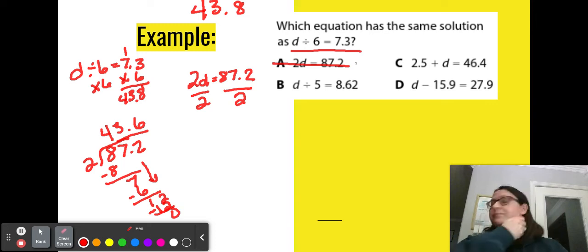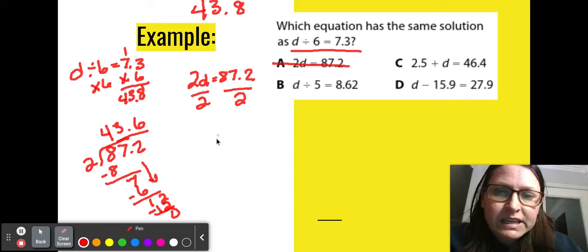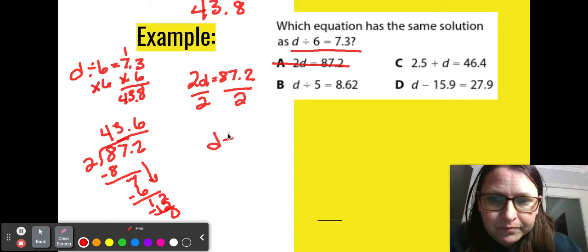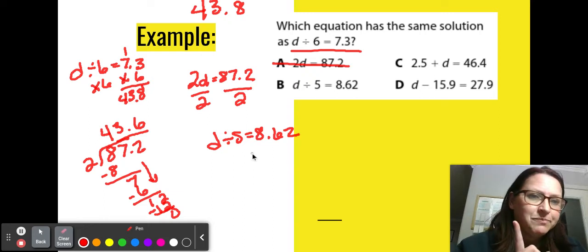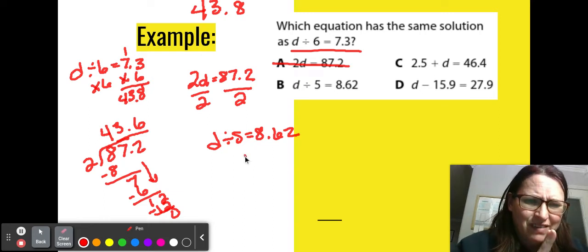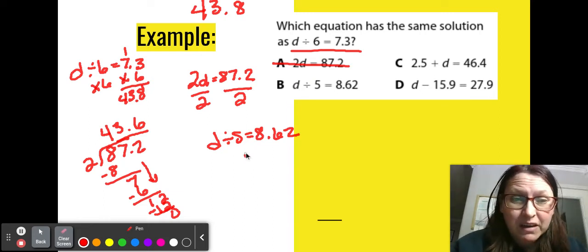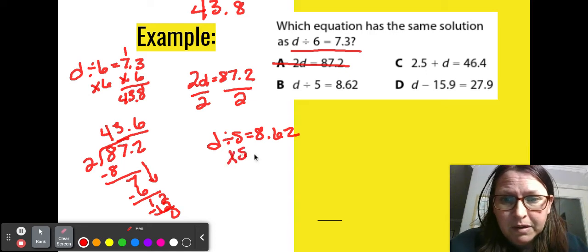Let's try another one. D divided by 5 equals 8.62. Well, what's my variable? My variable is D. What are they doing to it? They're dividing by 5. So how do I do the opposite? I multiply by 5.